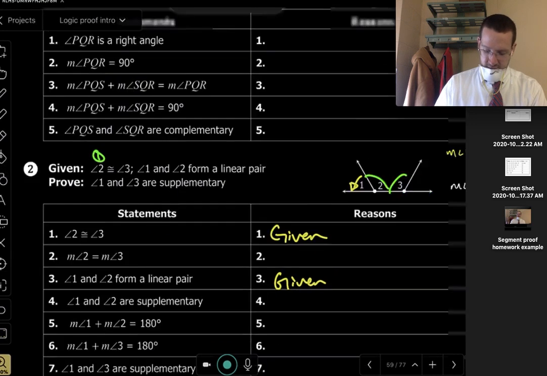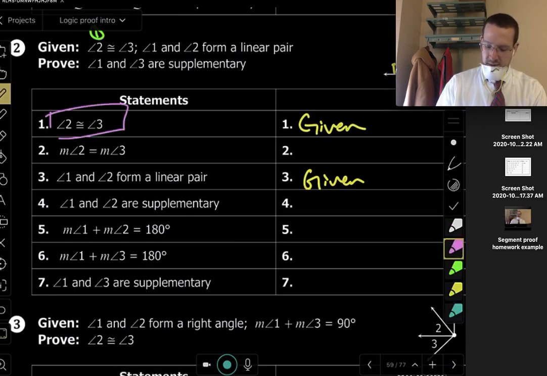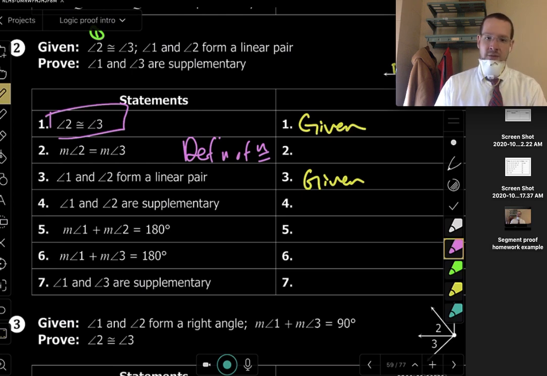So now let's look at this proof. Let's see what we have here. If two angles are congruent, then they are equal. So this is the definition of congruence, which is pretty easy. Then we have number 3, our linear pair that's given to us. And if it's a linear pair, then it's supplementary. This is the supplement theorem. And so that's just what I'm going to write, supplement theorem.